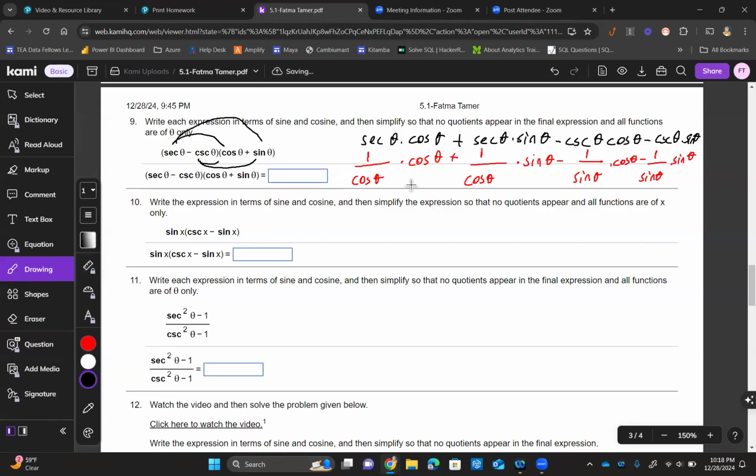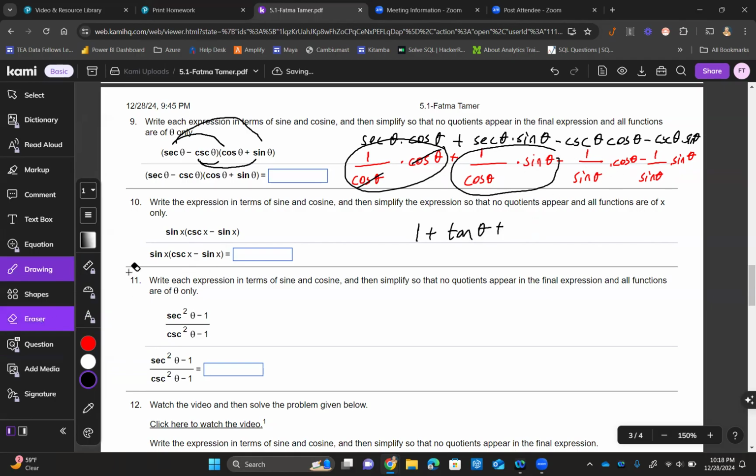Now what happens is the top cosine of theta cancels the bottom cosine theta. So we will just get 1 here from this part. And then here we will have 1 times sine of theta over cos theta. So that's sine over cos. And that returns a tangent of theta here. So this part will return a tangent of theta.